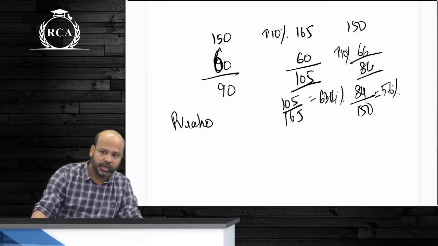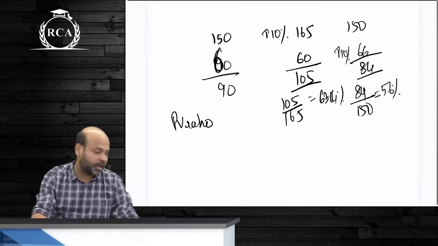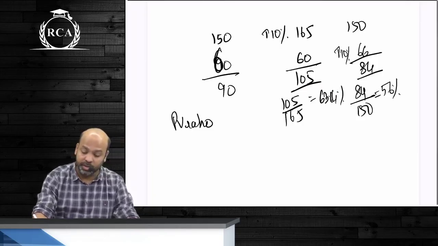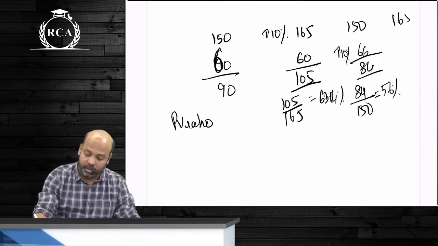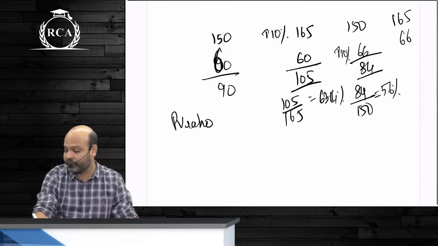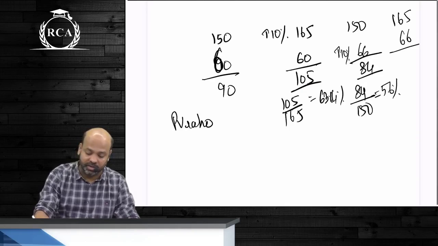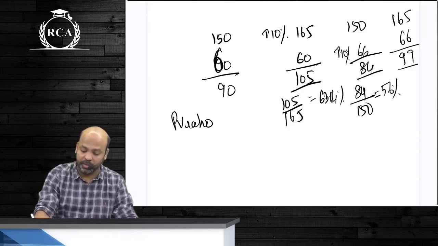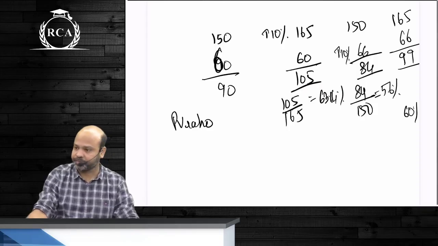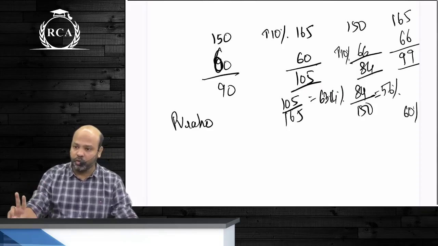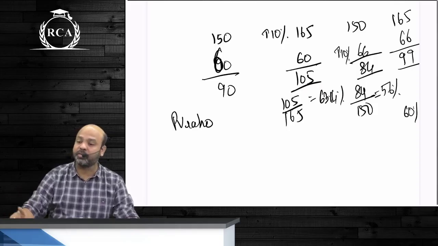Are you all following, guys? What if I increase both selling price per unit and variable cost per unit by the same proportion? Then it will remain the same. 165 minus 66, that will become 99 rupees. 99 upon 165 is 60%. There are only two factors that affect PV ratio: selling price per unit and variable cost per unit.